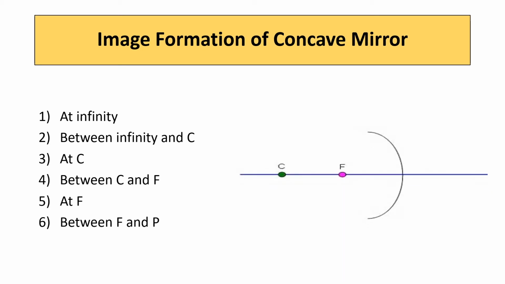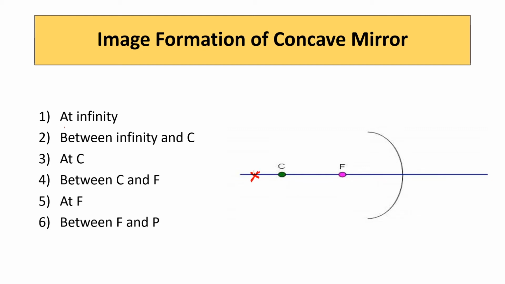You can see a concave mirror in this diagram. First, you keep the object at infinity. At infinity means far away from the mirror. The second position is between infinity and center of curvature. That is, the object is beyond C.